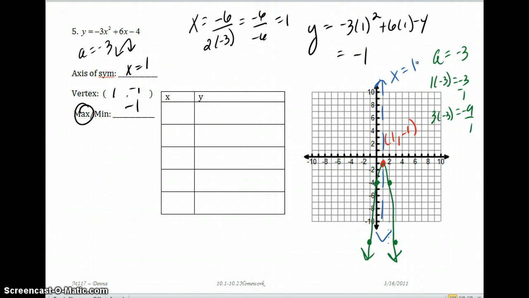First I plotted my vertex at 1, negative 1 in red. If you were doing the XY table, you would have chosen values 2, 3, and 1 and 0. Or sorry, 0 and negative 1. I did the shortcut. A equals negative 3, so 1a is negative 3 over 1, and 3a is negative 9 over 1. So I plotted down 3, left and right 1, and then down 9, left and right 1 from the very last set of points I made.